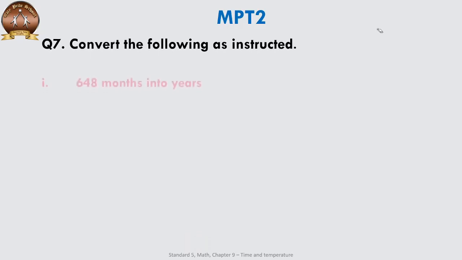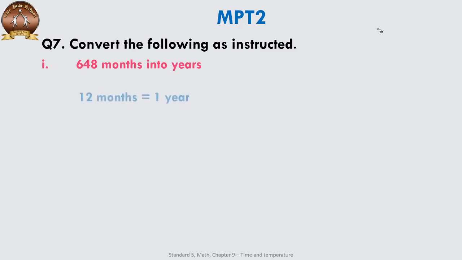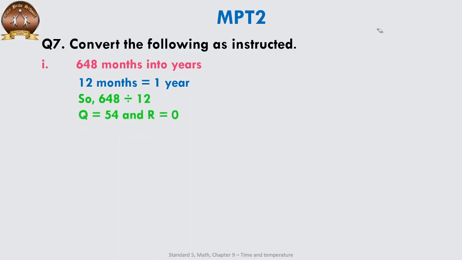Convert the following as instructed. 648 months into years. Now months into years. 12 months make 1 year. Smaller unit into a bigger unit, we have to divide 648 by 12. Divide it and you get the quotient as 54 and the remainder as 0. So answer is 54 years.